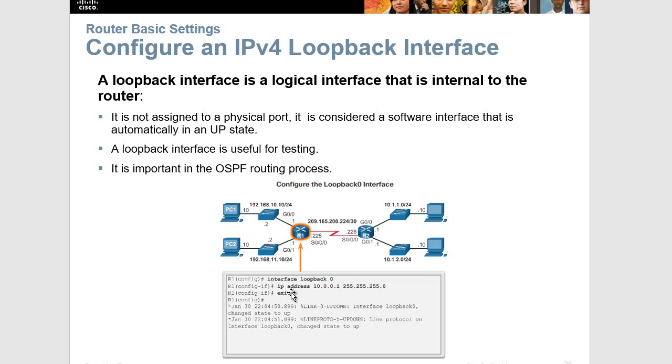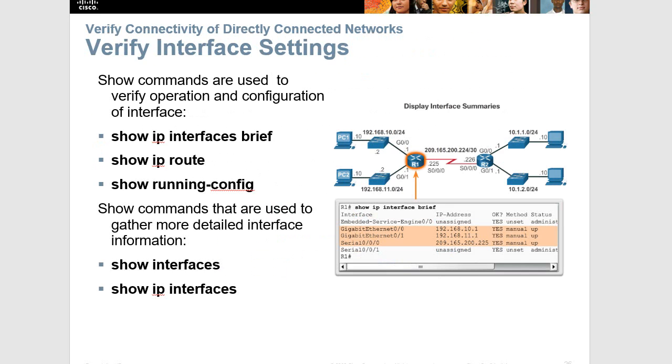loopback 0 typically, IP address, then the subnet mask right after that. And it doesn't have to be loopback 0, it could be loopback 1, and we'll discuss the different uses of loopback as we go through the materials, or how it's incorporated, I should say.